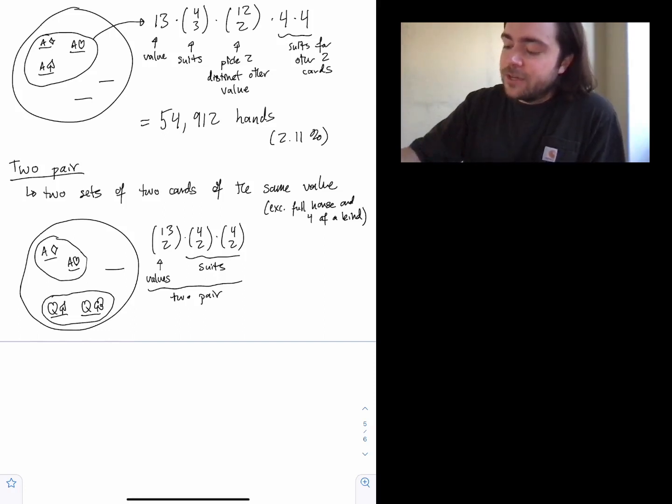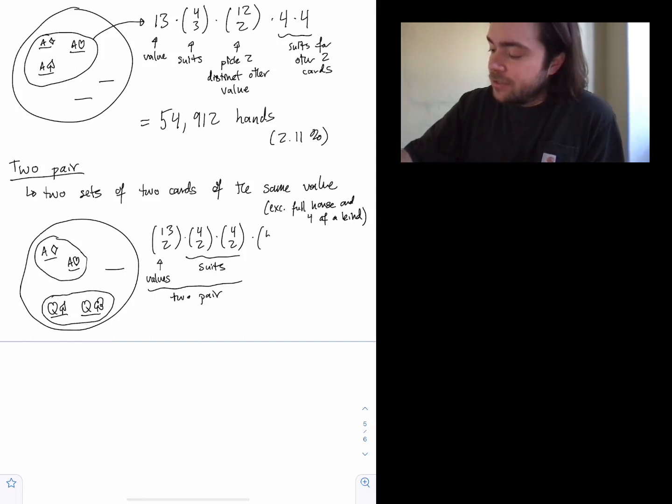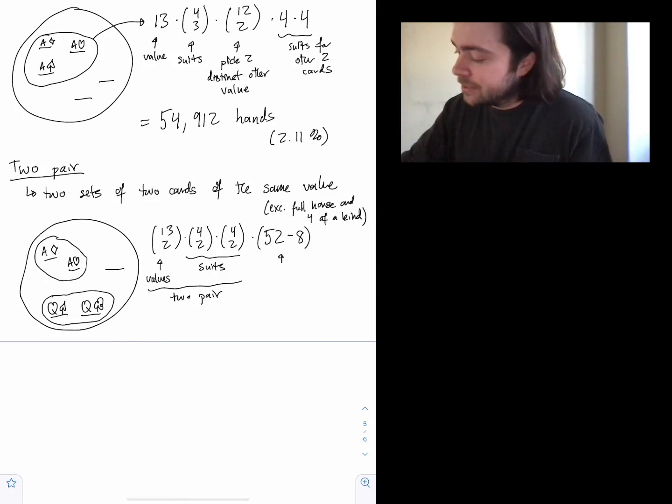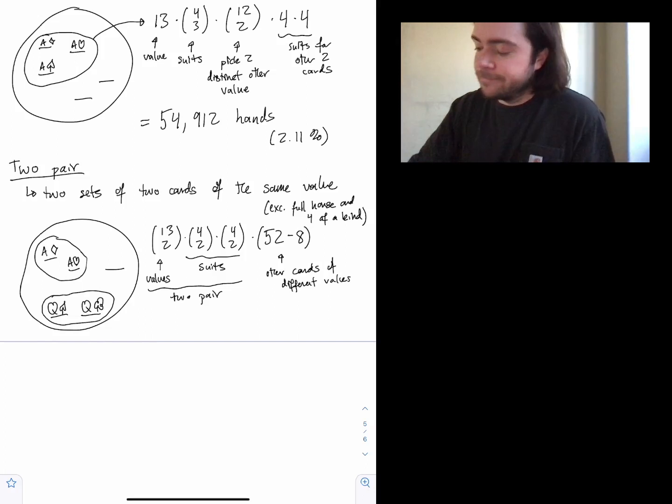Out of the 52 cards, I can't have this value of my first pair of any suit, that's minus 4. And again, from here, I can't have that value of any suit, that's minus another 4. So all in all, I can choose any of the 52 minus the 8 I just took off cards. So this is other cards of different values, to avoid a full house.